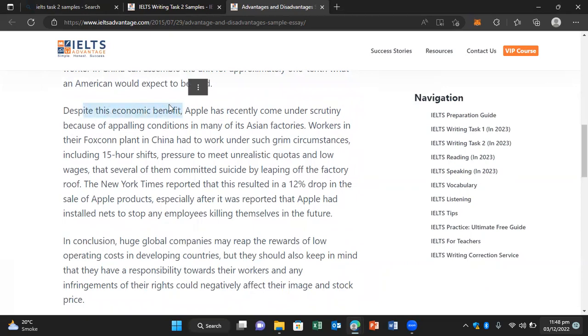So despite the economic benefit, Apple has recently come under scrutiny because of appalling conditions in many of its Asian factories, right? So they are now telling the disadvantages, including 15-hour shifts, pressure to meet unrealistic quotas, and low wages. Some have committed suicide, right? Now they are giving you an example. You can write that example. They're telling a fact that resulted in a 12% drop in the sale of Apple, right?